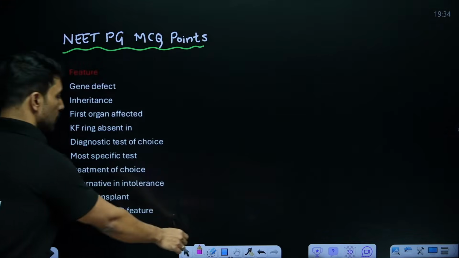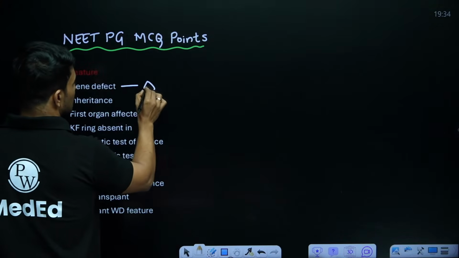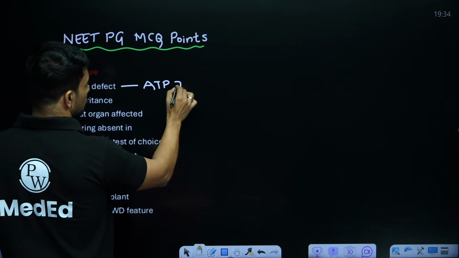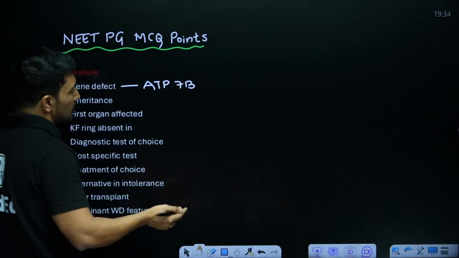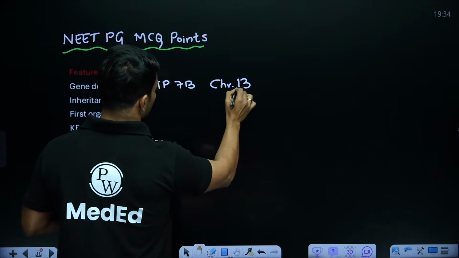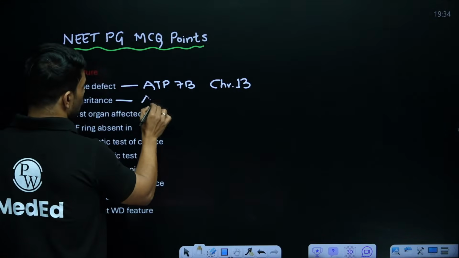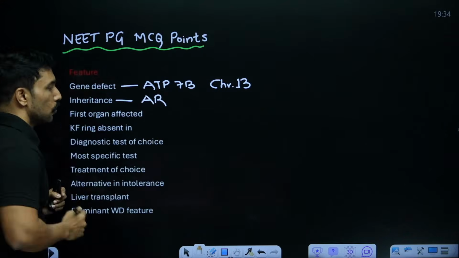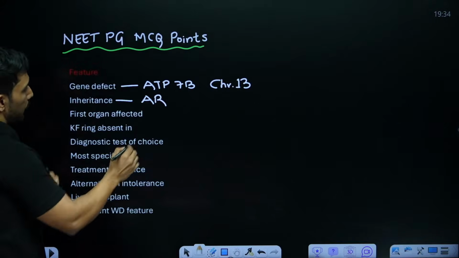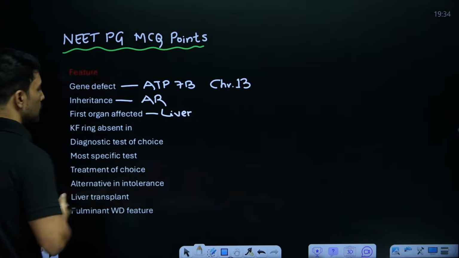So first question that they will ask is, what is the gene defect? The gene defect is ATP7B. 7A mutation causes Menkes disease. ATP7B, which is there on chromosome 13, mutation causes Wilson disease. Inheritance wise, this is inherited as autosomal recessive condition, not autosomal dominant. First organ affected is going to be liver.